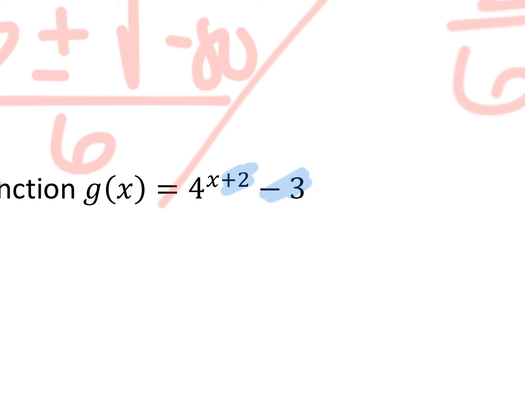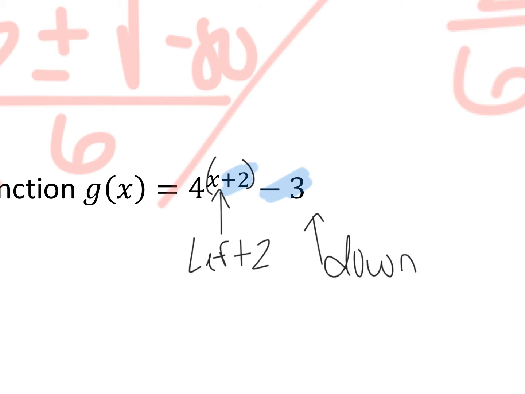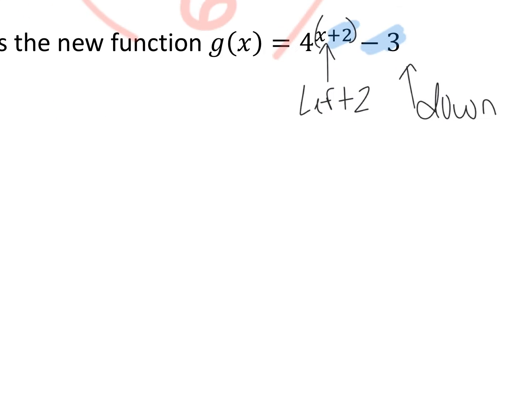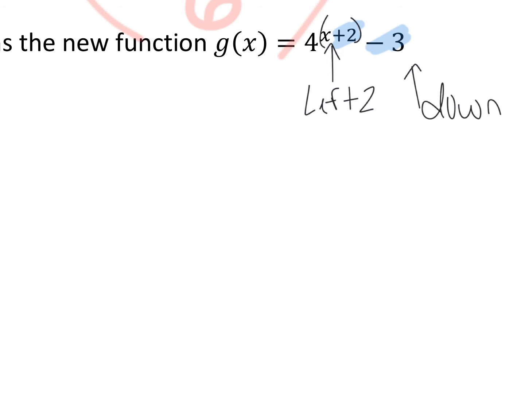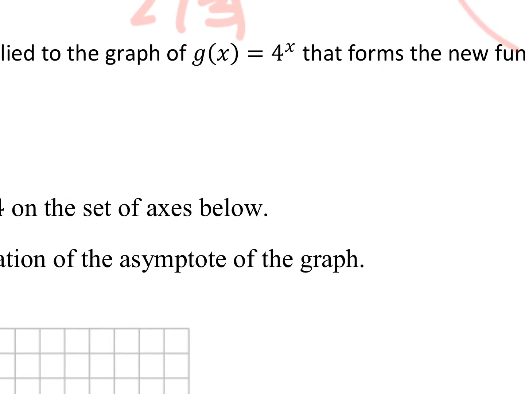I used to tell you guys that inside the parentheses means left or right, and outside the parentheses means up or down. The parentheses you don't really see here, so that's why I'm putting them in now, and they're not going to show them, but they are always the exponent. So this is your left 2 movement, and this is your down 3 movement. Now, if you don't believe me, you can always graph the parent function 4 to the x, and then graph this one and see how, you can look at the y-intercept, how that moves. That would be a good thing to look at.